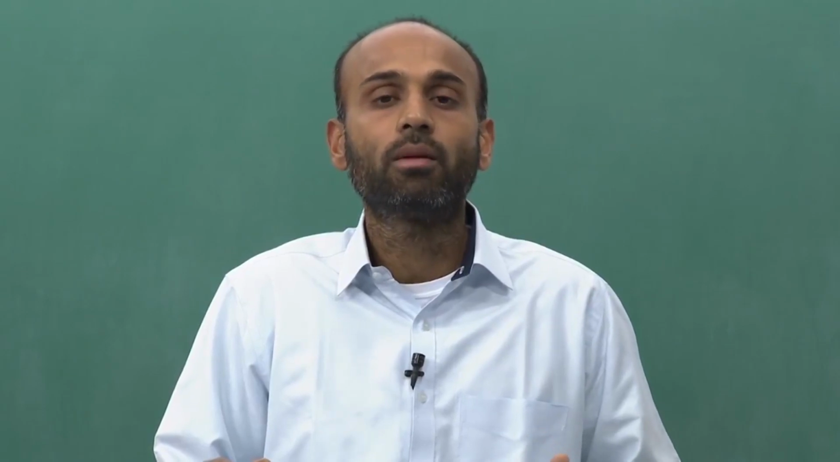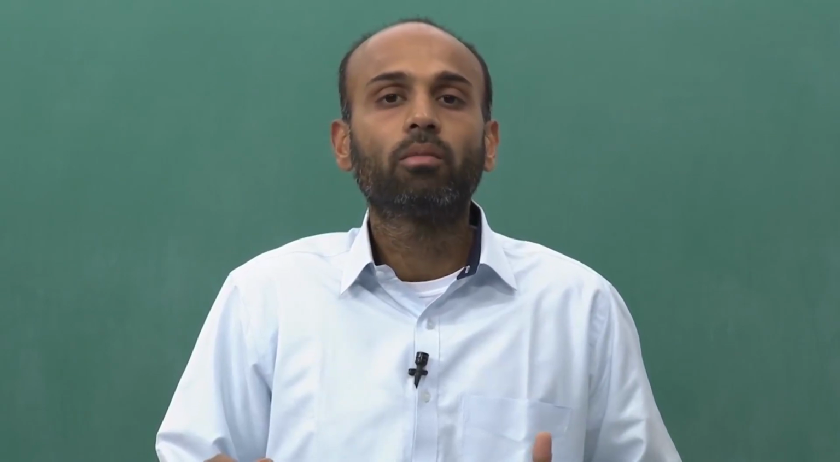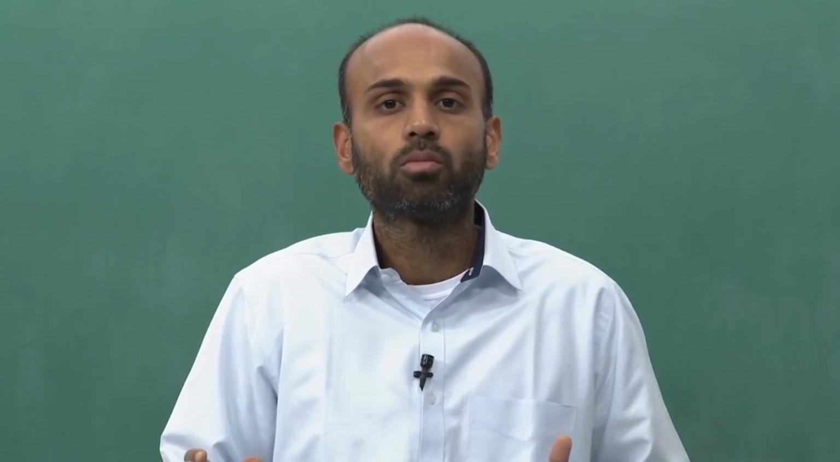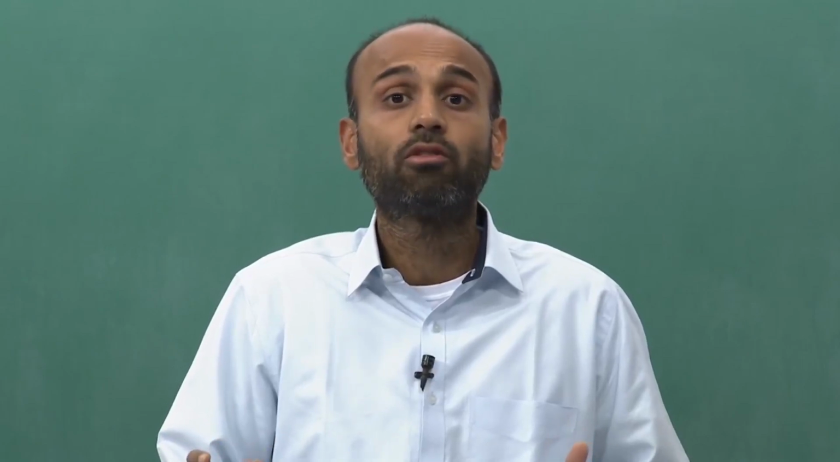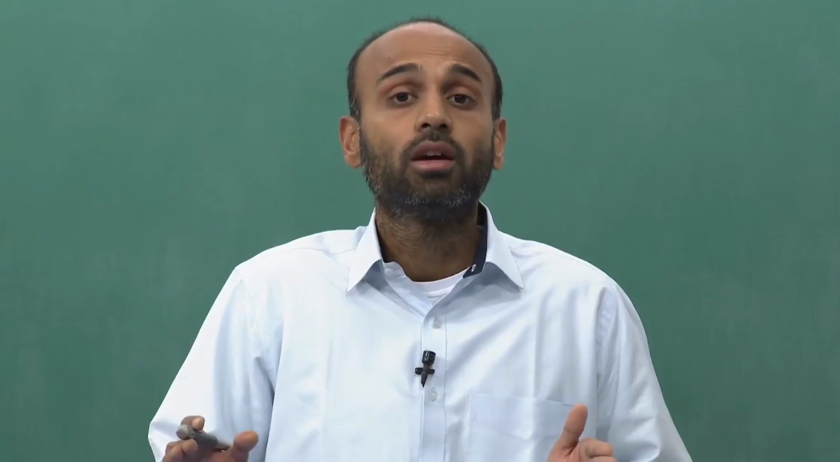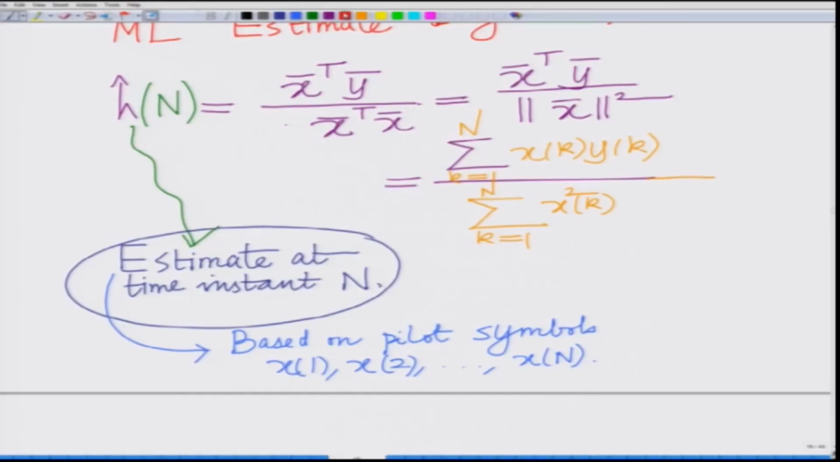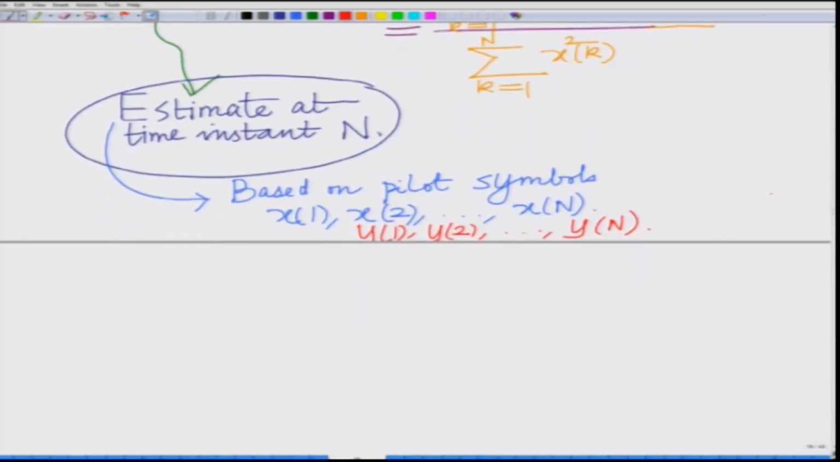estimate h hat at time instant capital N, we are denoting it by h hat of n, which is basically computed from the transmitted pilot symbols small x1, small x2 up to small xn, and the corresponding received pilot outputs, observations, which are basically the small y1, small y2, small yn. So, let me also mention that corresponding pilot symbols, and naturally it goes without saying also the corresponding observations, because the observations also have to be used to compute the estimate.